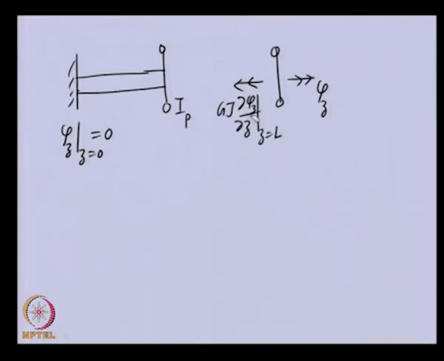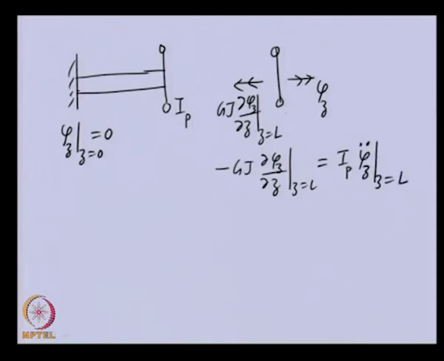So, from this we are able to get the boundary condition here. That means, if we take the equation of motion of this, because this particular torque is acting in the negative direction, this is the only torque acting on this particular disk, at z equal to L, and it should be equal to the inertia, the polar moment of inertia of the disk, times phi double dot at z equal to L.